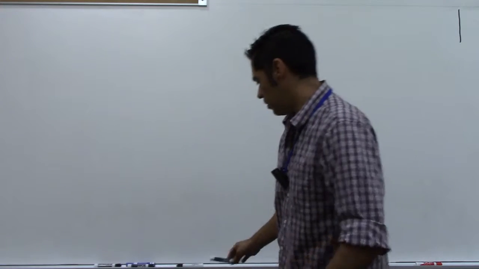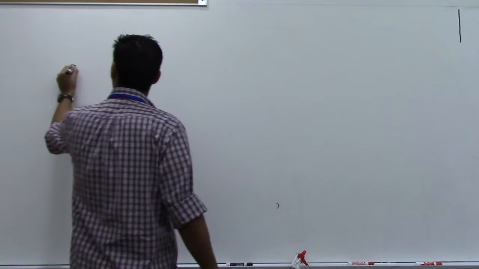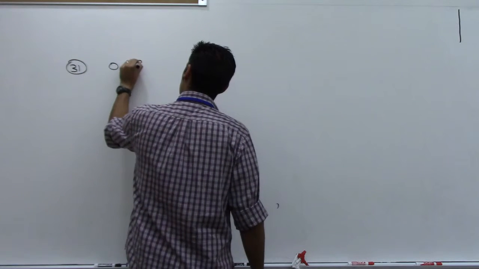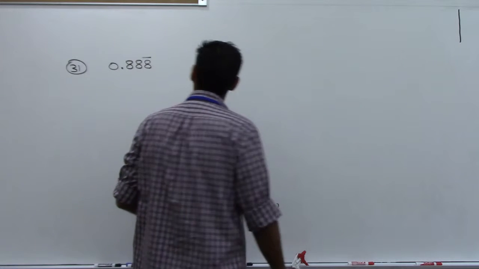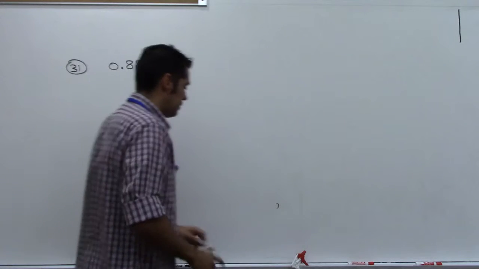And we'll use geometric series to do this. So we'll start out kind of easy, number 31. We're going to take 0.8888888 forever and write this as a fraction. So how do we write this as a fraction?